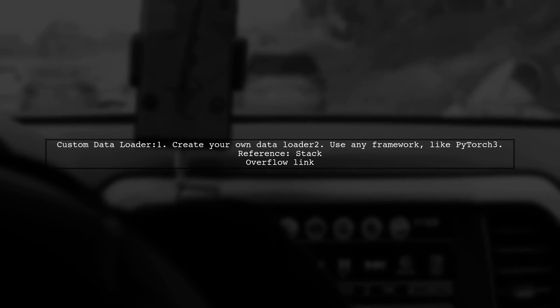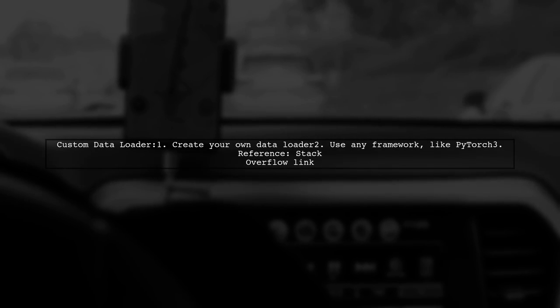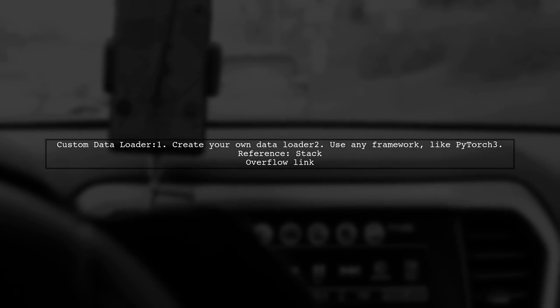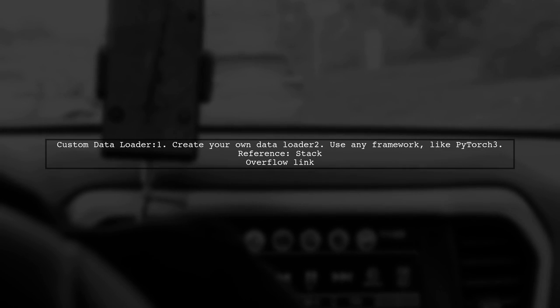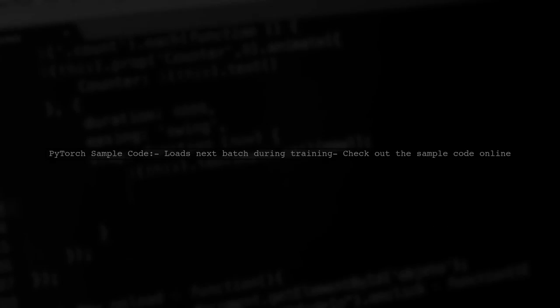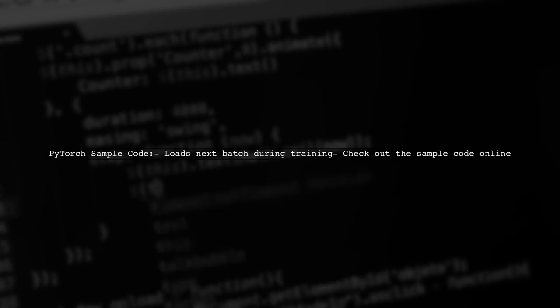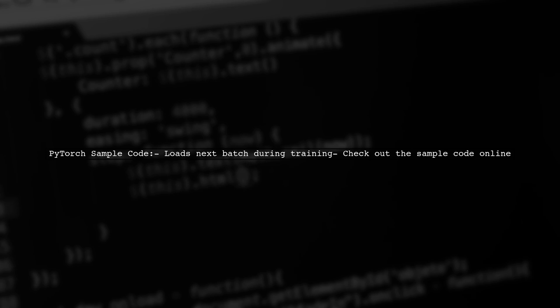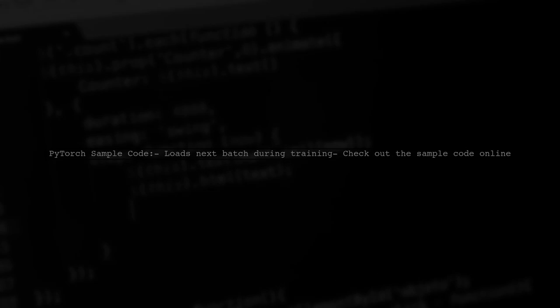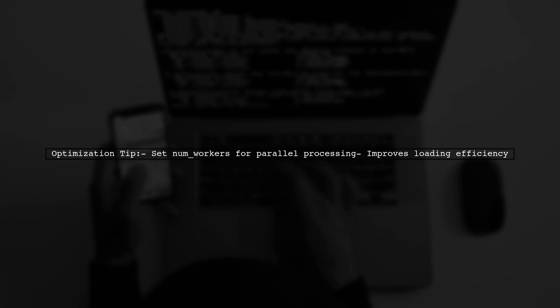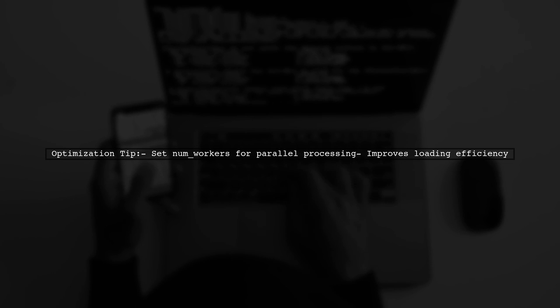To train your deep learning model without relying on the ImageNet folder structure, you can create a custom data loader. This can be done in various frameworks, including PyTorch. A helpful PyTorch sample code is available online. It demonstrates how to load the next batch while training your model. Make sure to set the number of workers to the number of threads you want to run in parallel for efficient loading.